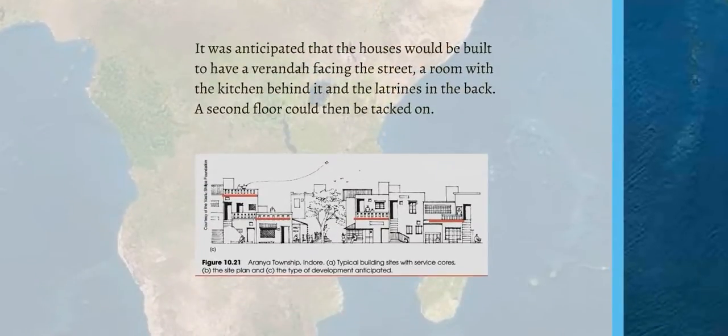It was anticipated that the houses would be built to have a veranda facing the street, a room with the kitchen behind it, and no trees in the back. A second floor could then be tacked on.